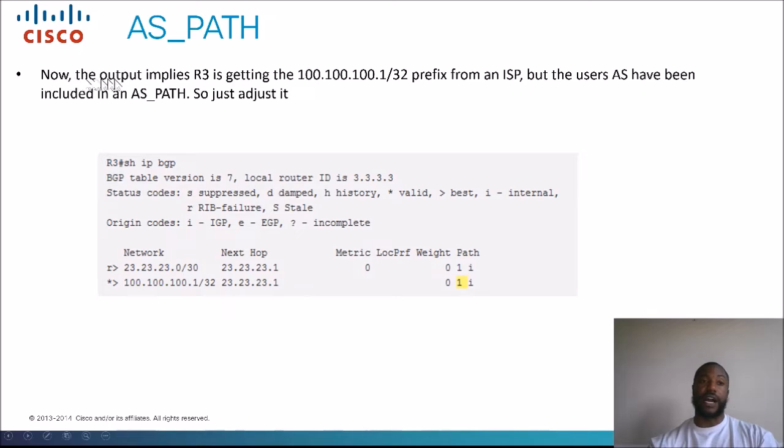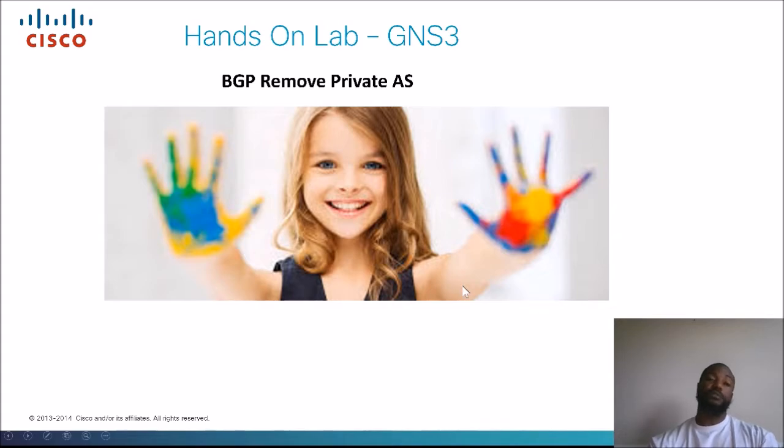As you can see here now, the output implies router 3 is getting that prefix from an ISP, but the user's AS has been included in the AS path, so just adjust it. I don't know where I got this from, but we basically removed the AS number and put a 1 there. So let's go ahead and fire up GNS3 and play with removing private ASs.